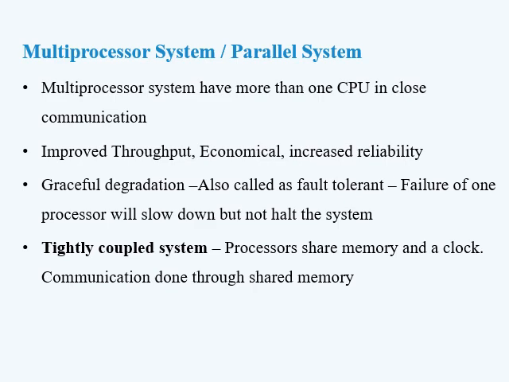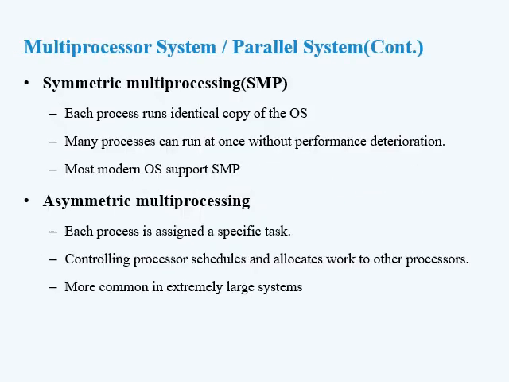These multiprocessor systems are divided into two: one is loosely coupled, the other is tightly coupled. The processors which share the memory and a clock are called tightly coupled, whereas if they have their individual resources, they are called loosely coupled. There are also different categories of multiprocessor system: one is symmetric and the other is asymmetric. In a symmetric multiprocessing system, an identical copy of the OS will be running in all the processors, whereas in asymmetric, each will have its own specific OS.